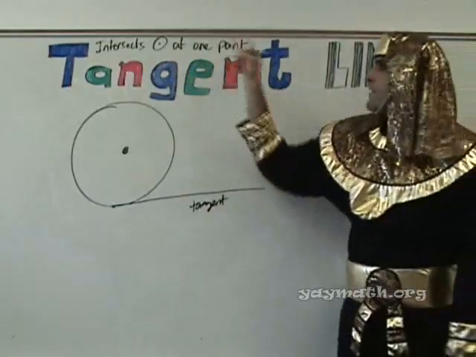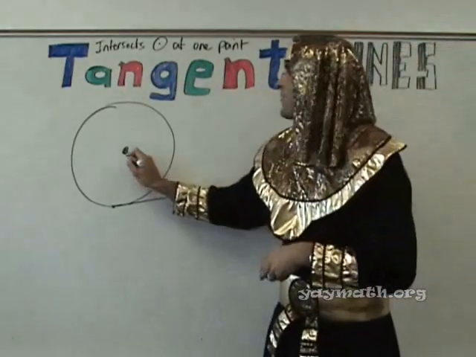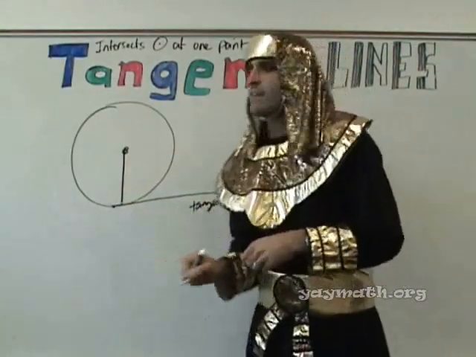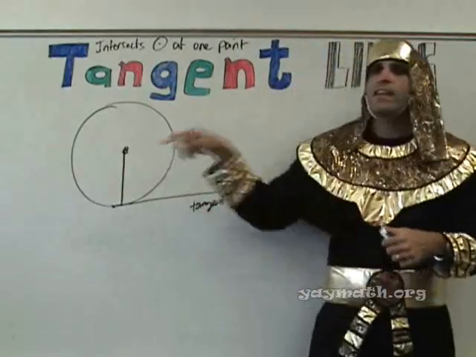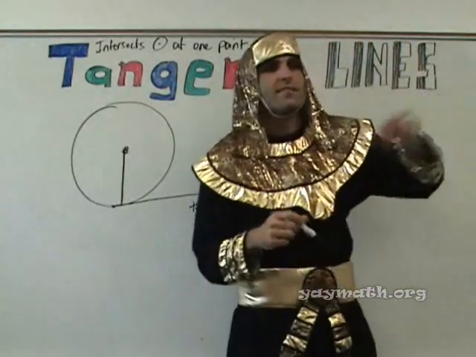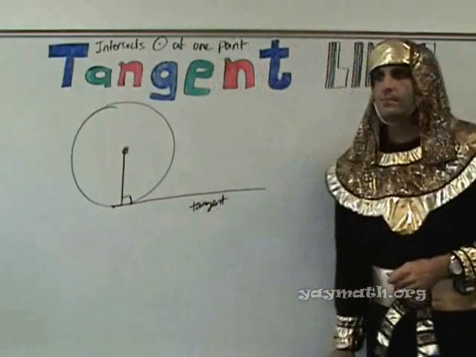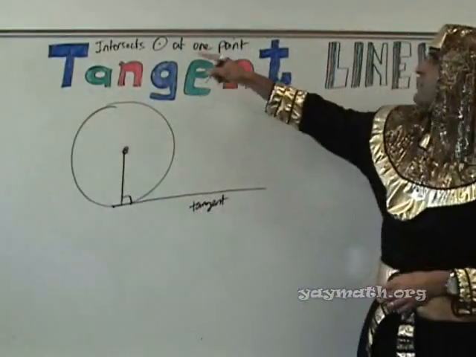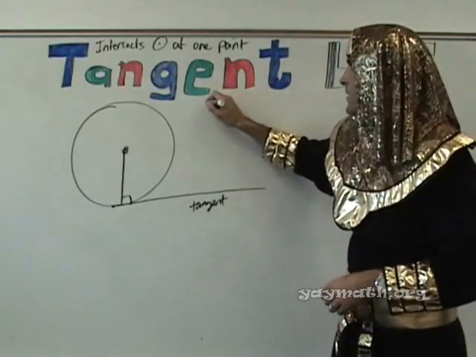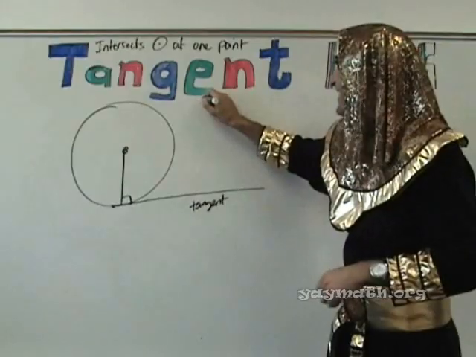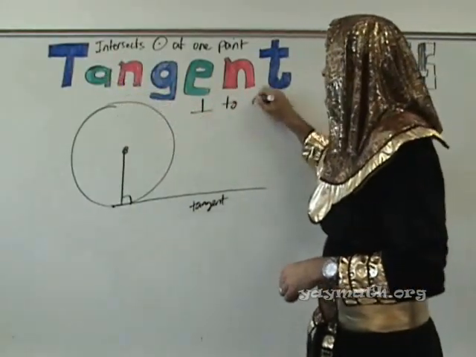So besides intersecting the circle at one point, it also has another characteristic, and that has to do with the radius. Can anyone guess what the relationship is with the tangent line and the radius? They're perpendicular. They are perpendicular every time. So I'm going to put that down there. Okay? So tangent lines intersect circle at one point, and I'm also going to write perpendicular to radius.